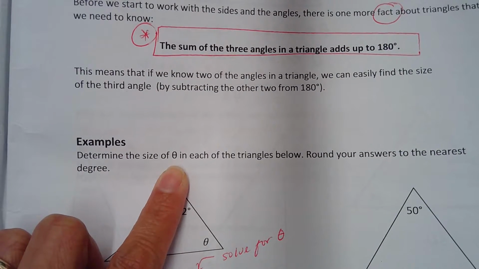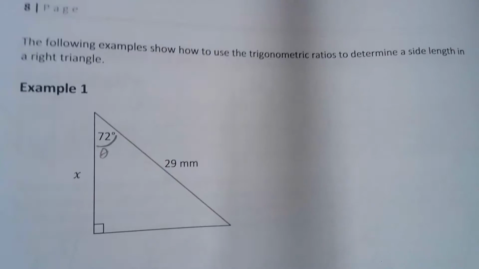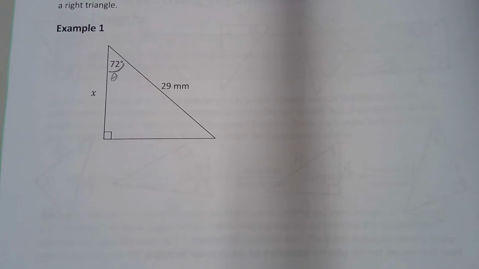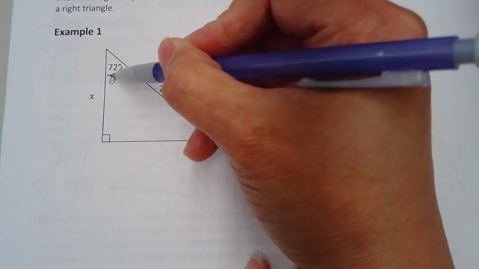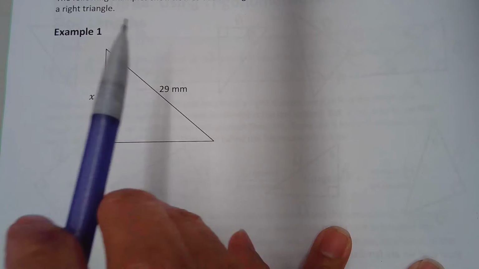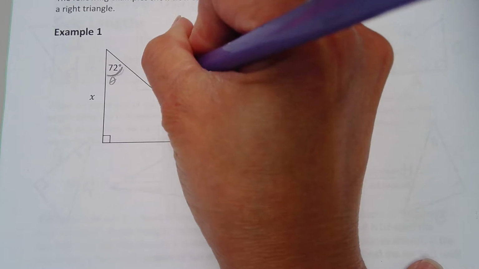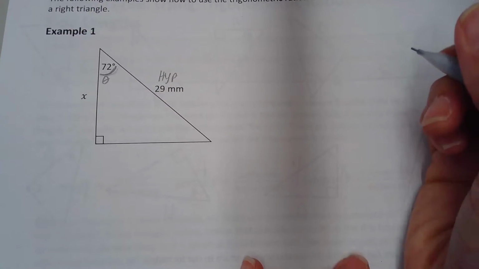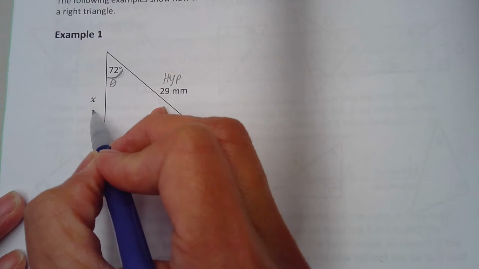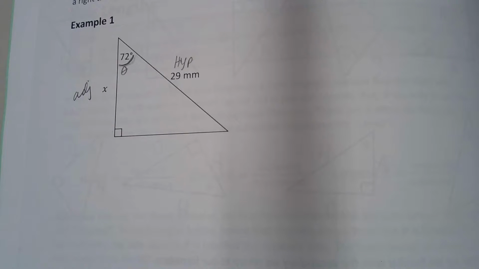I remember on our first lesson, we said theta is the symbol for angles. So if this is my angle, this is our angle theta. Now, what do you call this side? Hypotenuse. Okay, so far so good. What do you call this side? Adjacent, because it's beside.